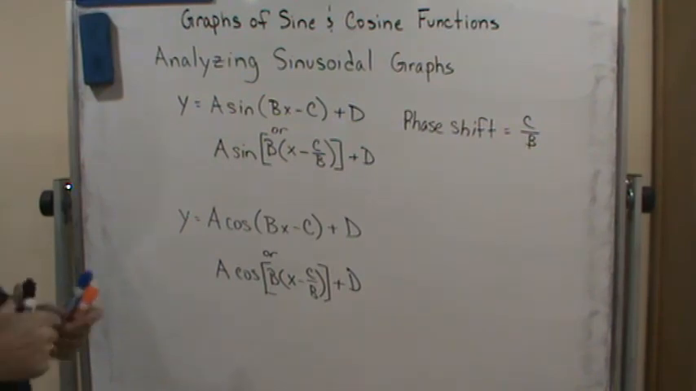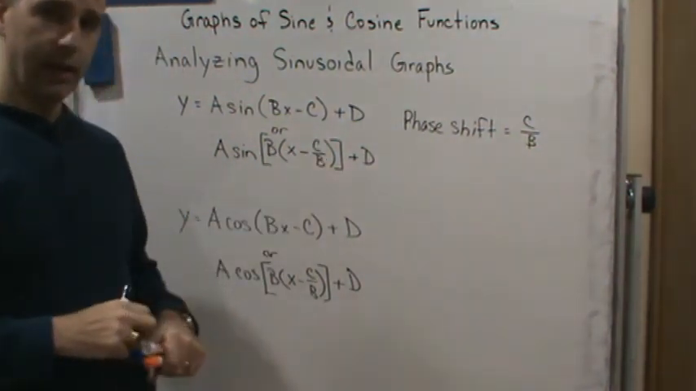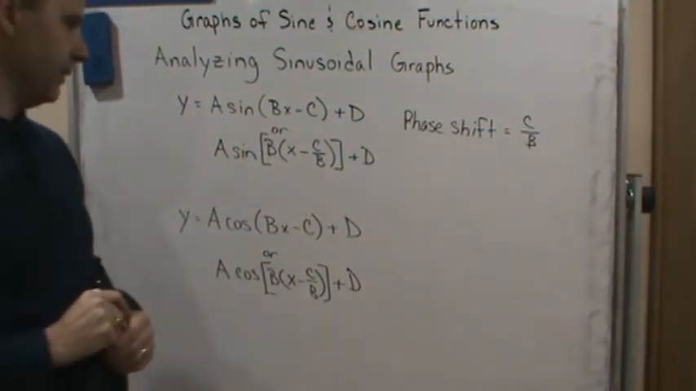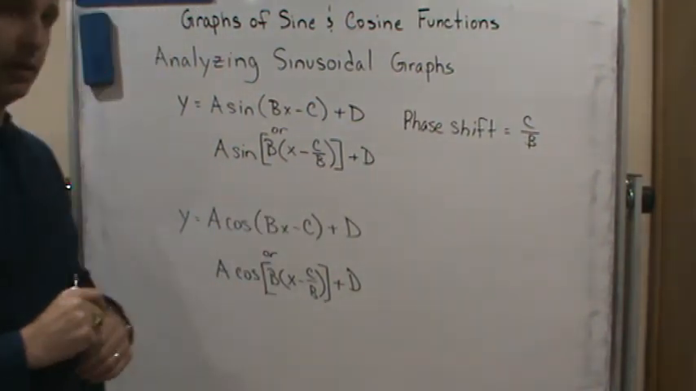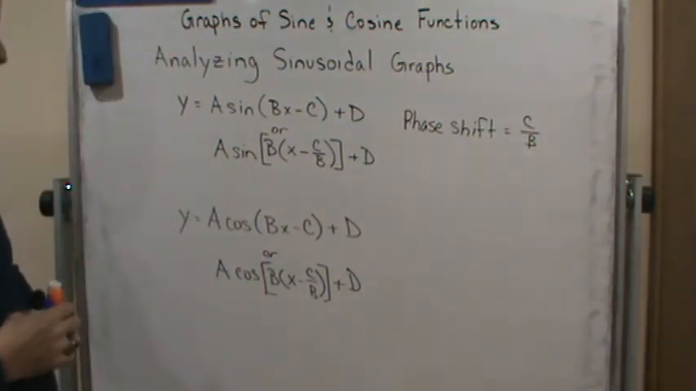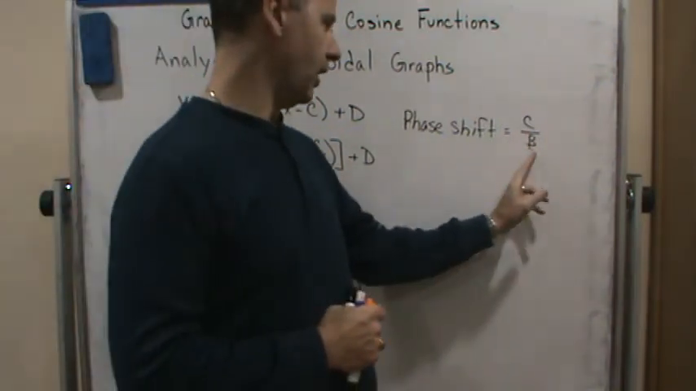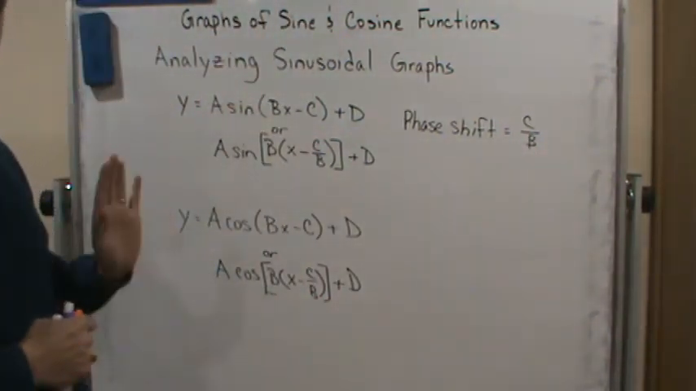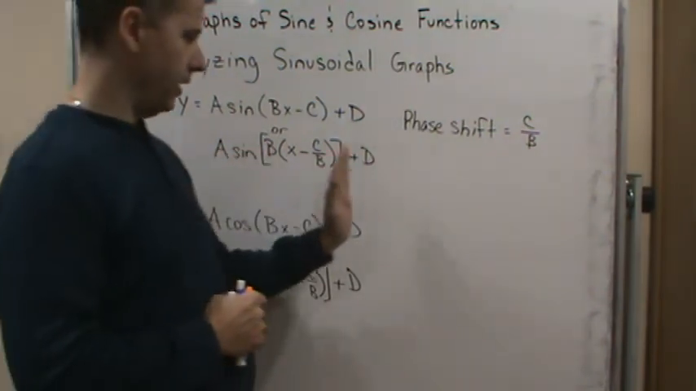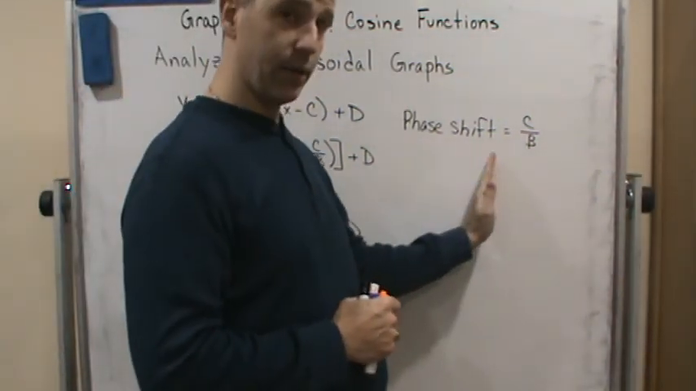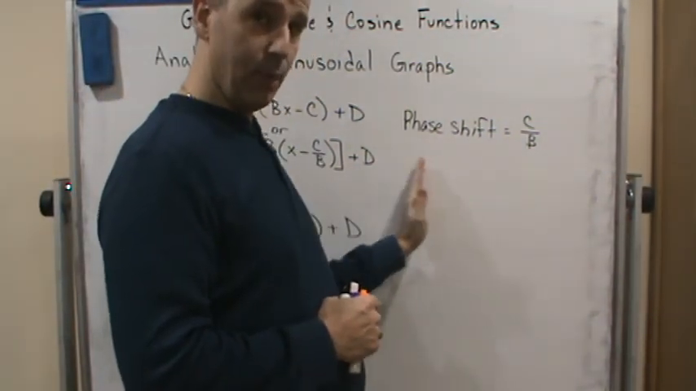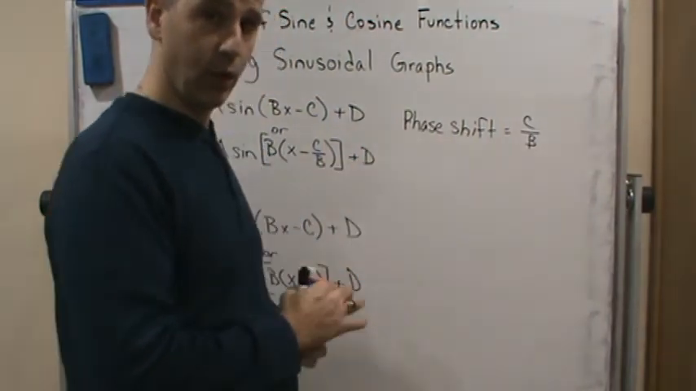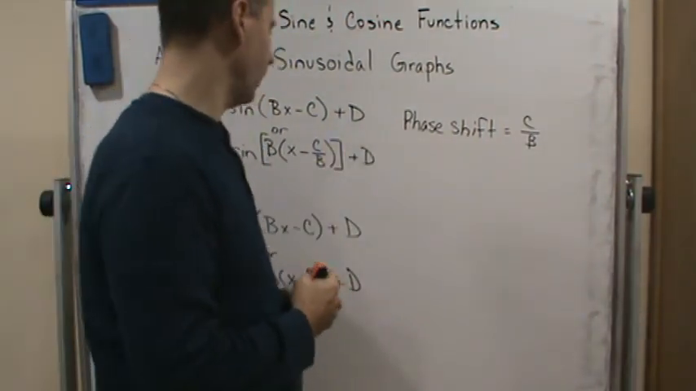And again, if c is positive, this is a shift to the left. If c is negative, this is a shift to the right. Okay? But this is what we call the phase shift. And that tells you the phase, meaning if I shift it this way or this way, that's how much it's actually shifting when it goes as far as the period. Okay?